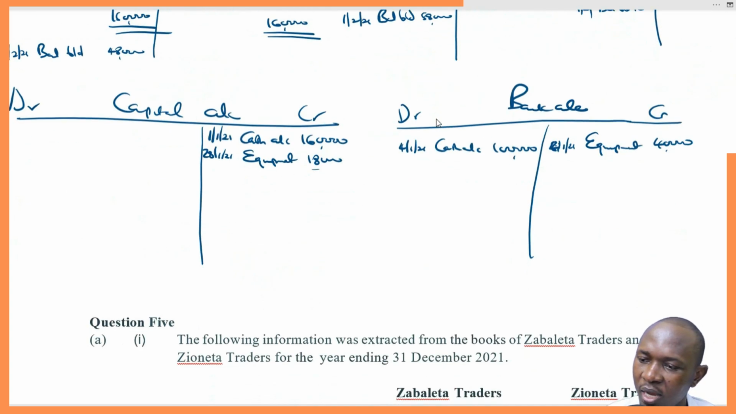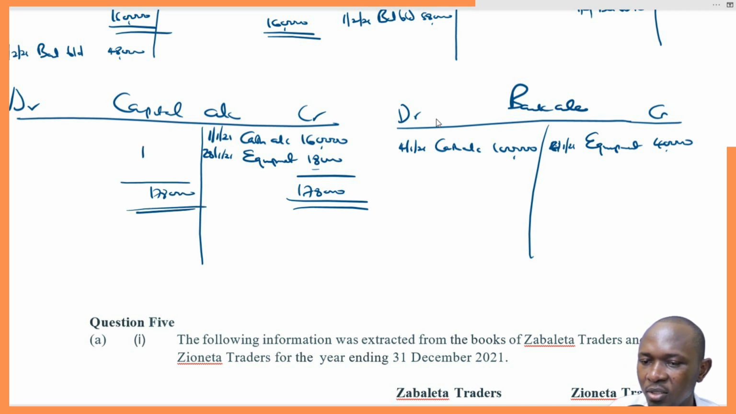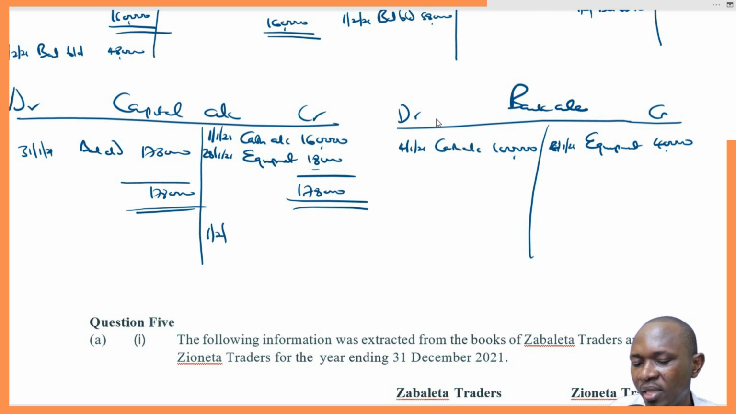Then we come here, we close this one also. The total here is 178,000. 178,000 becomes our balancing figure this side. So we say 178,000, balance carried down, and then 31,121. Then here, how it will appear in the following, you can see this balance carried down is on the debit side. So it will appear, balance brought down will be on the credit side. So balance brought down 178,000, like that.